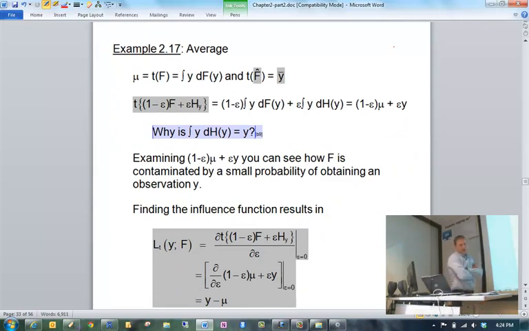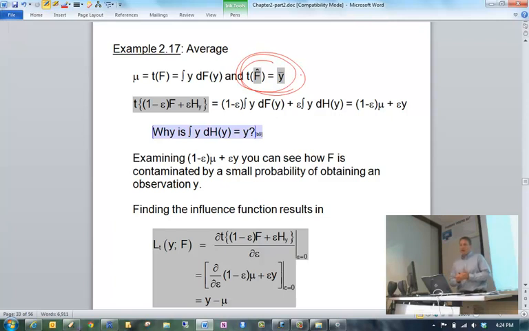Okay, so this is example 2.17 in the book. We're just simply going to work with an average. And I think this will go a long ways in explaining what we're doing. So let's let our statistical function T of F be mu, so let's say the integral of y dF of y. The plug-in estimate that we learned at the very beginning of chapter 2 would then be T of F hat, or y bar.